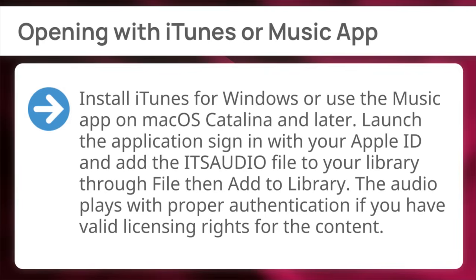Install iTunes for Windows or use the Music app on macOS Catalina and later. Launch the application, sign in with your Apple ID, and add the ITSAUDIO file to your library through File, then Add to Library. The audio plays with proper authentication if you have valid licensing rights for the content.